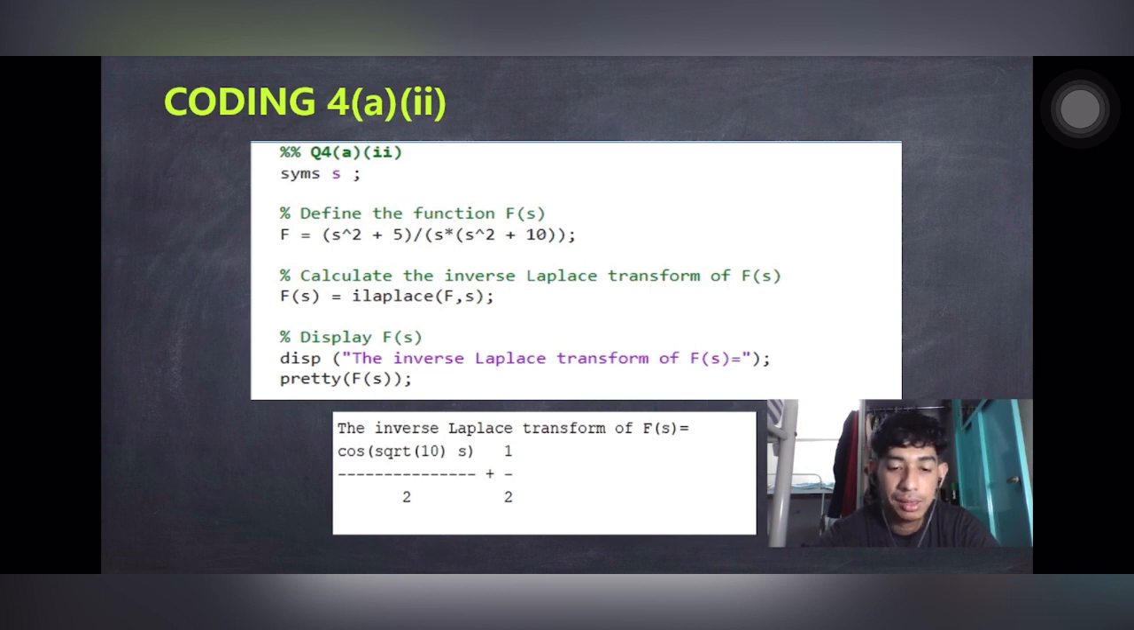Then it applies the inverse Laplace function to calculate the inverse Laplace transform of F(s), which is assigned to a variable. The resulting inverse Laplace transform of F(s) is found to be cos of square root of 10 t divided by 2, plus 1 divided by 2. This MATLAB code showcases the simplicity and efficiency of using computational tools to compute the inverse Laplace transform.